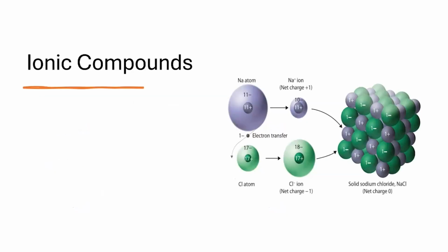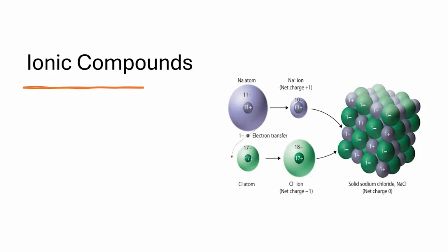Next up, we're going to talk about ionic compounds. These are the complete opposite of molecular compounds. Ionic compounds form when one atom steals an electron from another. It's like a sneaky theft at a school cafeteria. Yeah, it's like grabbing someone else's lunch when they're not looking.